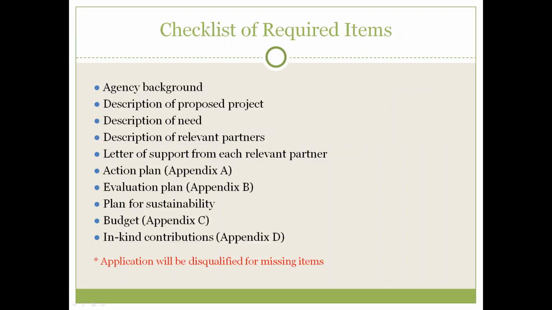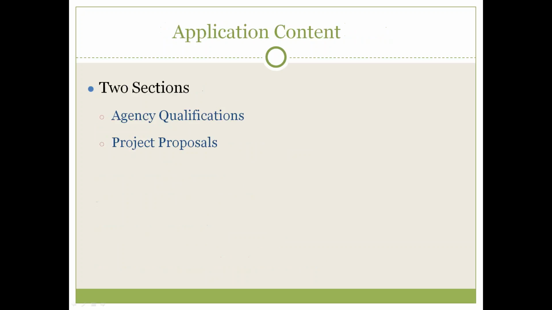So once again, the checklist of required items. Make sure you include the agency background, description of proposed project, description of the need, description of your relevant partners, letter of support from each relevant partner, your action plan, evaluation plan, plan for sustainability, budget, and in-kind contributions. And all of those that are listed with an appendix at the end, those are templates that you can download from our website to include with your application. Make sure that all of those are included so that your application is not disqualified.